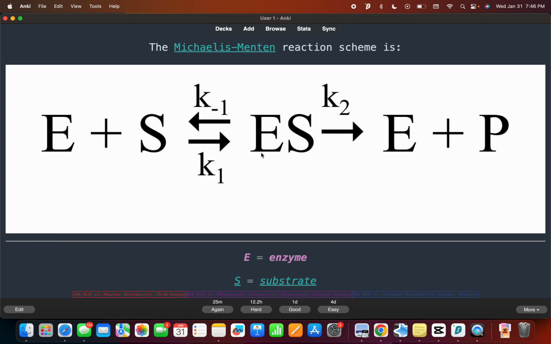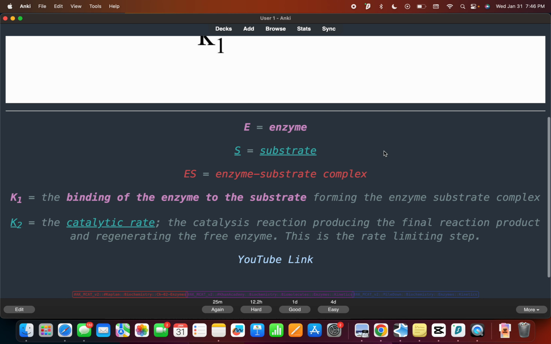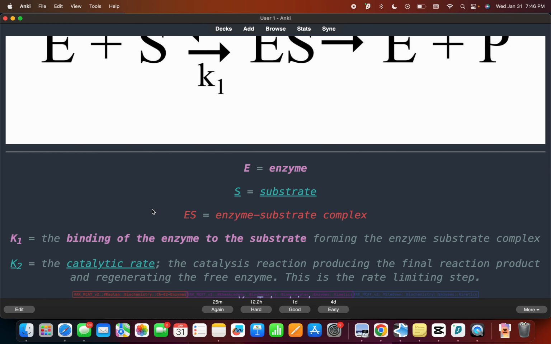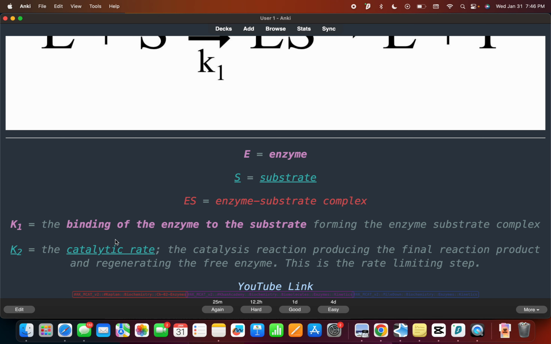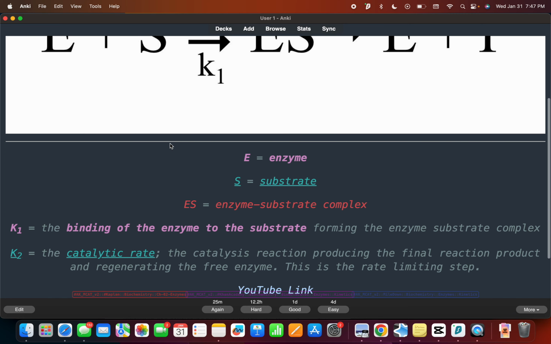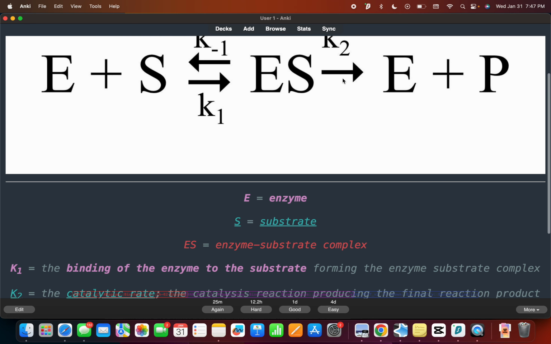Oh, so we're talking about the reaction. It's E plus S, the enzyme plus substrate, and then you have ES, and then enzyme plus product. K1 is the binding of the enzyme to the substrate, forming the enzyme-substrate complex. The catalytic rate, K2, is the catalysis reaction, producing the final reaction product and regenerating the free enzyme. This is the rate limiting step because it's irreversible, right?